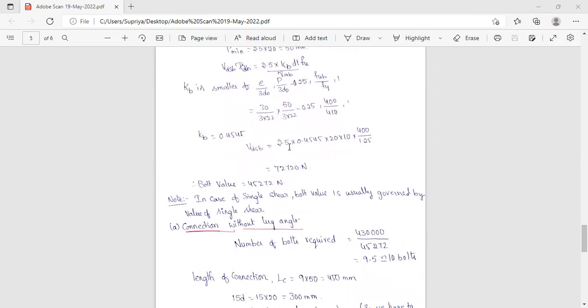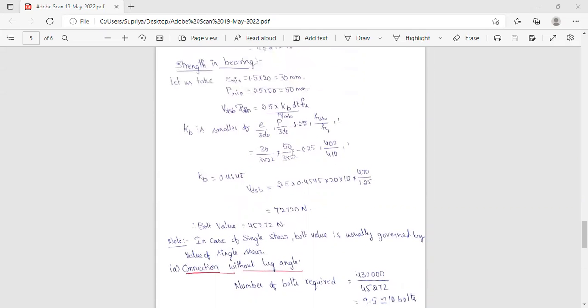After that, substitute all the values: 2.5 into kb, which is 0.4545 we got, multiplied by d, the diameter of the bolt, 20, t, the thickness of the angle section, 10, multiplied by fu 400, divided by gamma mb 1.2. So I got 72720 newtons.